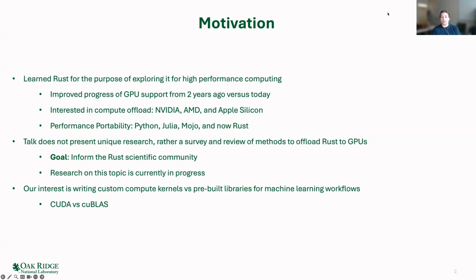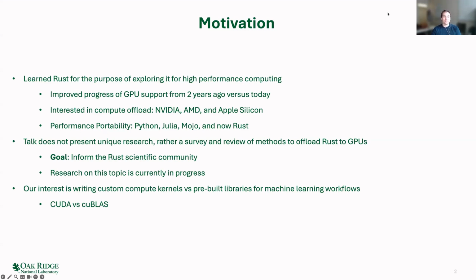I'm interested in offloading to the two main architectures, NVIDIA and AMD, and also Apple Silicon. And my group in general is looking at performance portability and already has, of Python, Julia, and Mojo. And then I am doing Rust, which is why I'm here today.